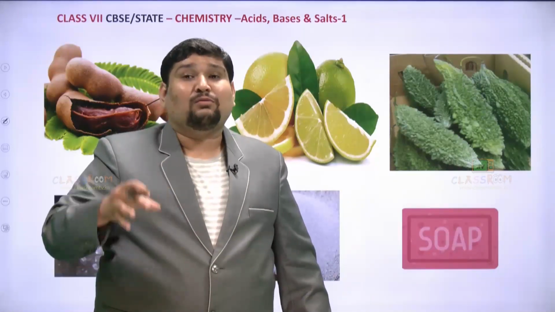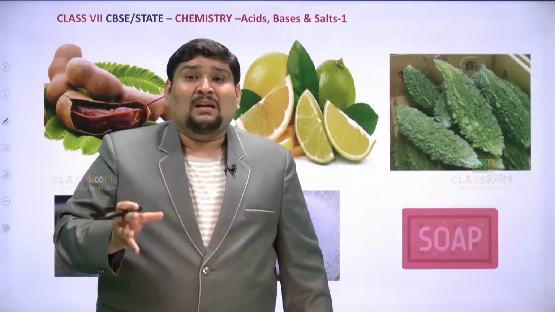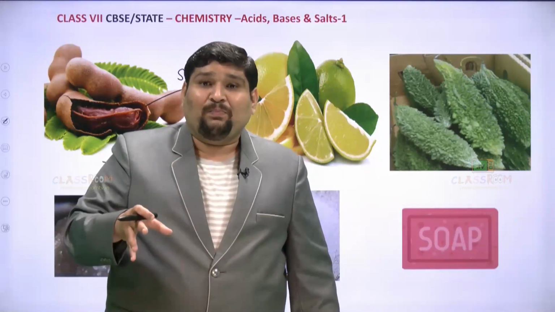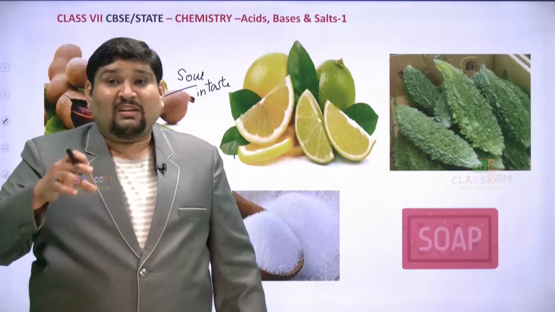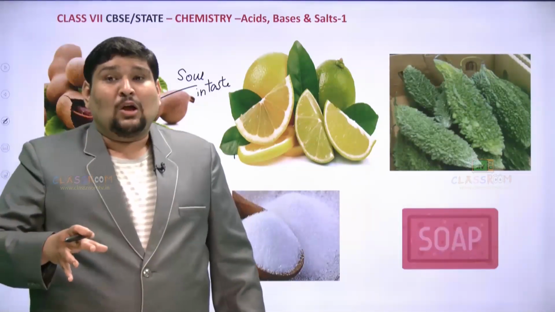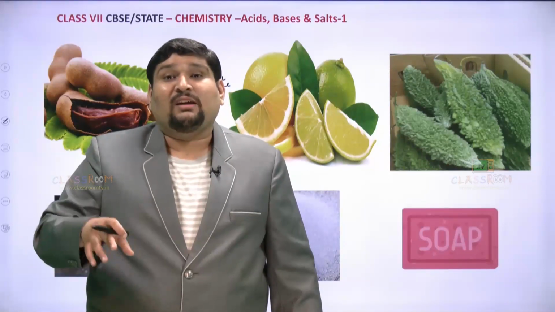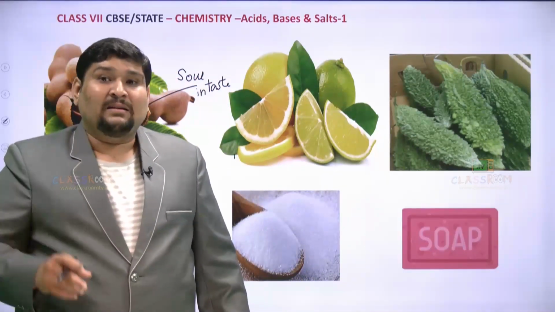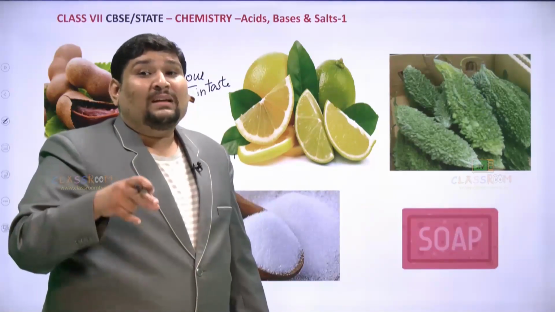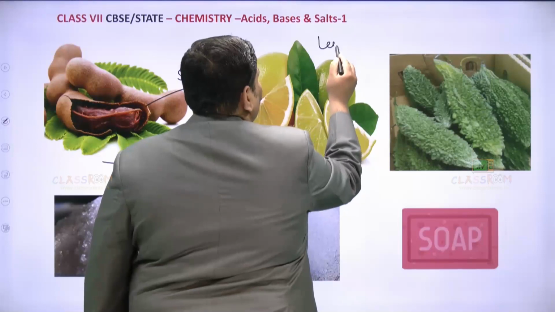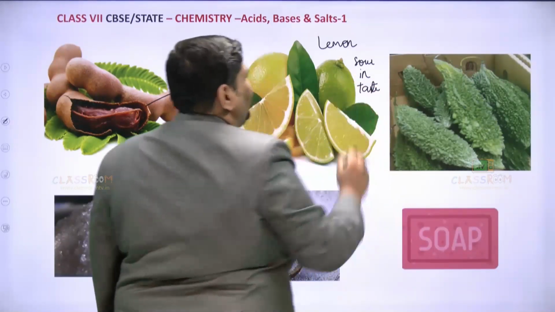So how is this connected? When you taste these things and the taste differs from one to another, what does it mean? How do we classify and define them? Among such vegetables or fruits that we taste, each gives some taste or sense, and we group them as acids and bases. When you taste tamarind, you definitely feel that it is sour in taste. And even the lemon is sour in taste.